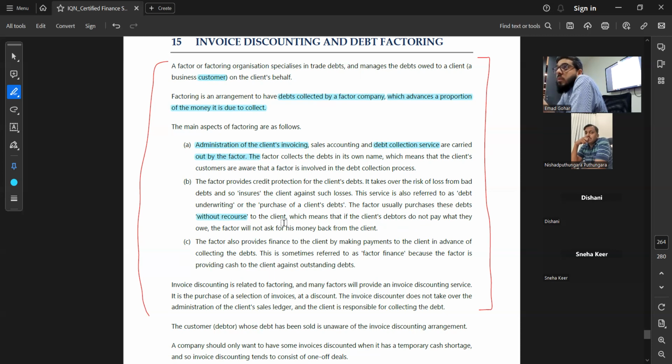More risk, more return. So examiner can give you MCQ and they can ask you, if it is without recourse, who has the risk? So the answer is factor has the risk. Okay. And if it is with recourse, who has the risk? Client. We call it client. Who is the client? The company which is selling the debtor or receivable from whom the money has to be recovered. You got the story, everyone?